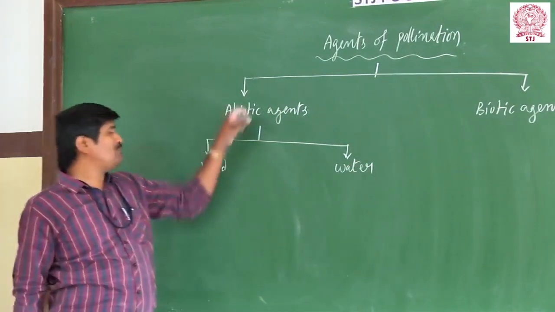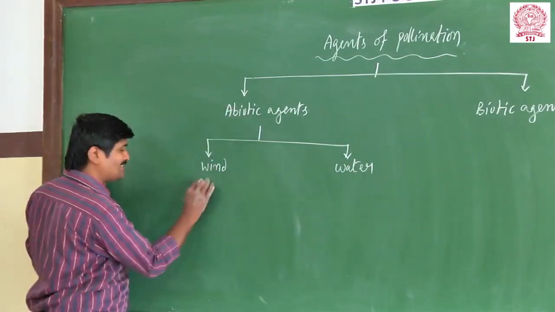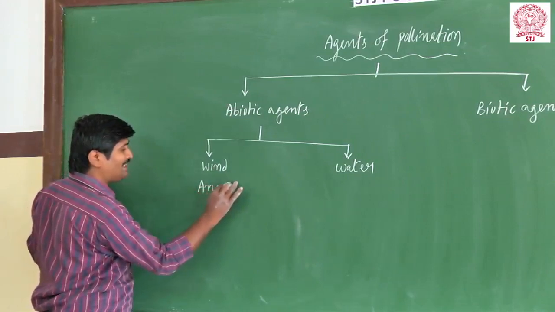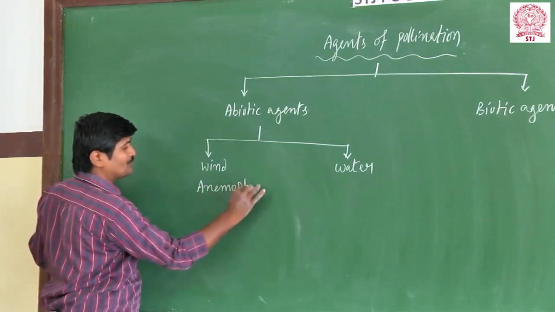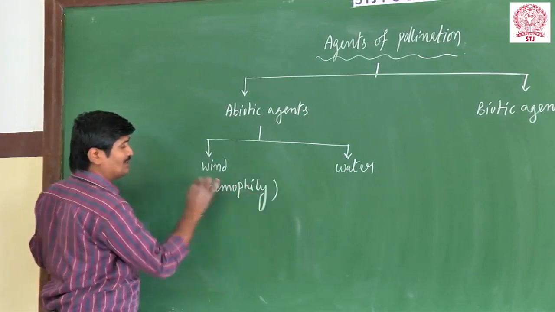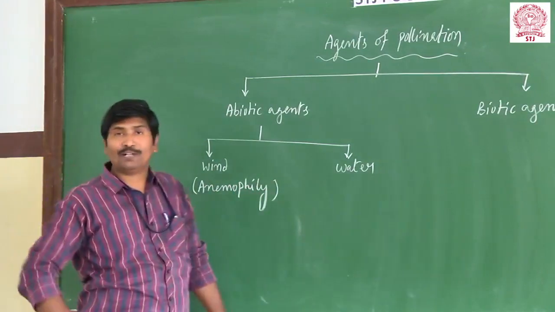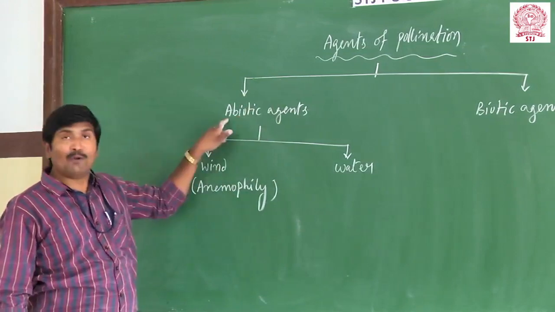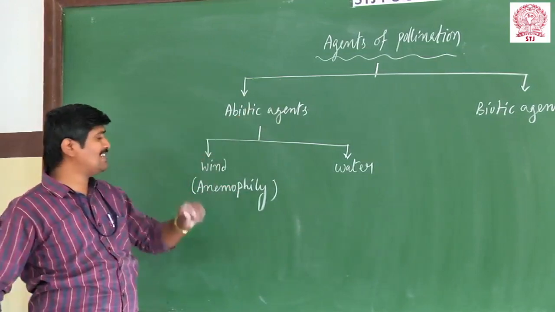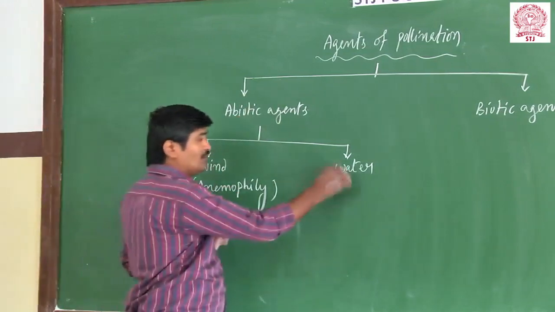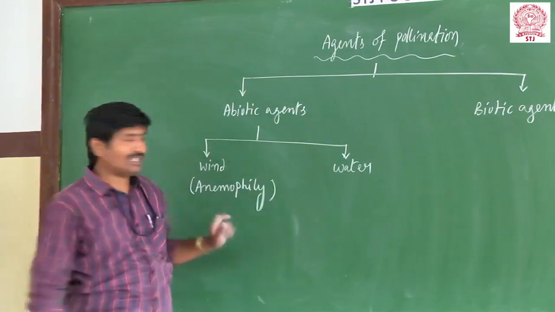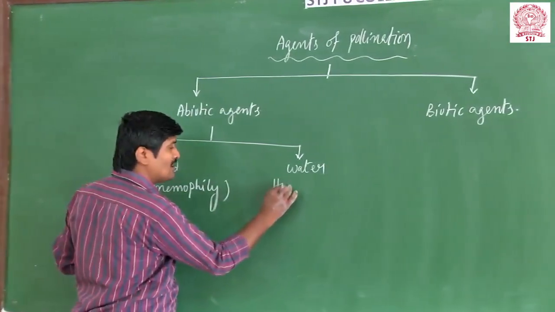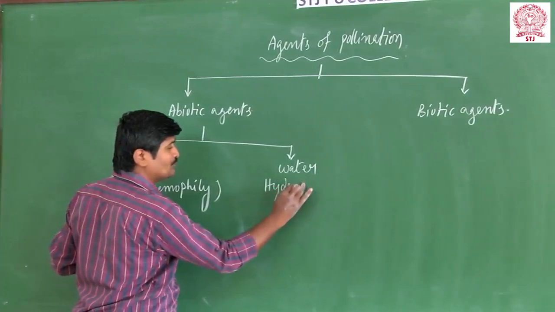When the pollination is by the wind, that is known as anemophily. This terminology is very important. The pollination by the wind, the abiotic agent, is known as anemophily. When the pollination is by the water, that is known as hydrophily.